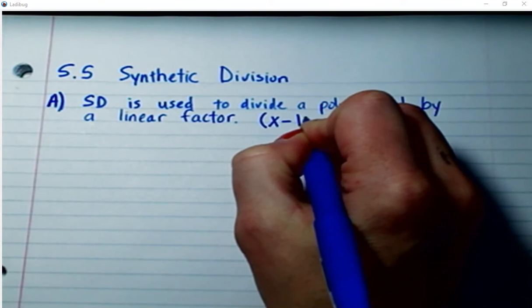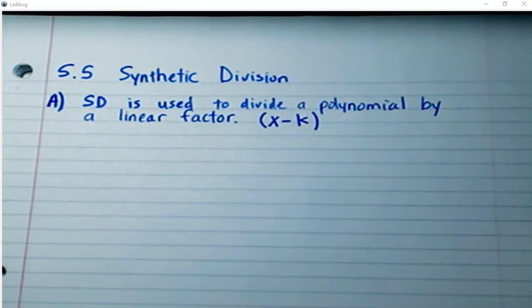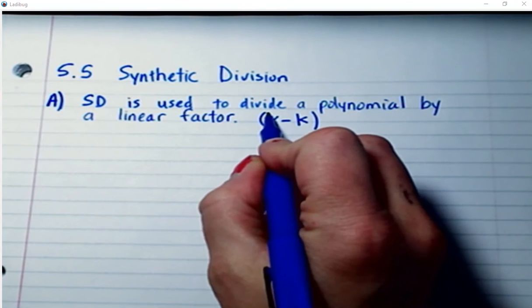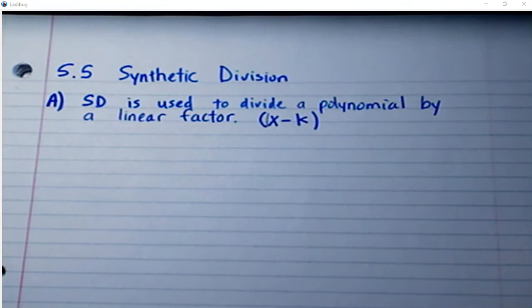So like x minus k. There's a 1 in front of this x, and it's x to the first power. A linear factor. No exceptions. That's the only thing that synthetic division is good to divide by. So dividing by a quadratic, like in long division, you have to use long division. But there is a shortcut if you're dividing by a linear factor.